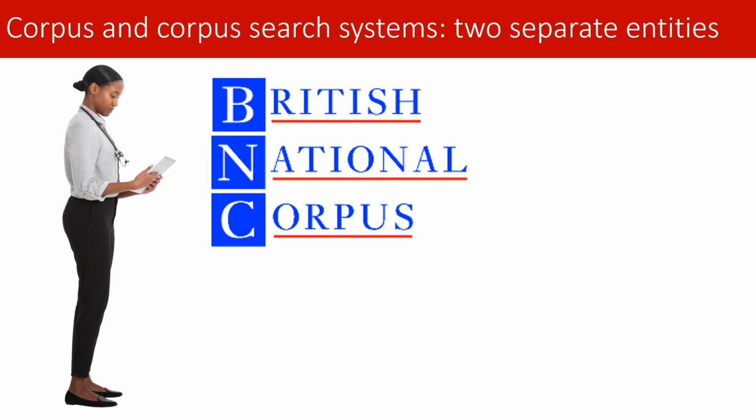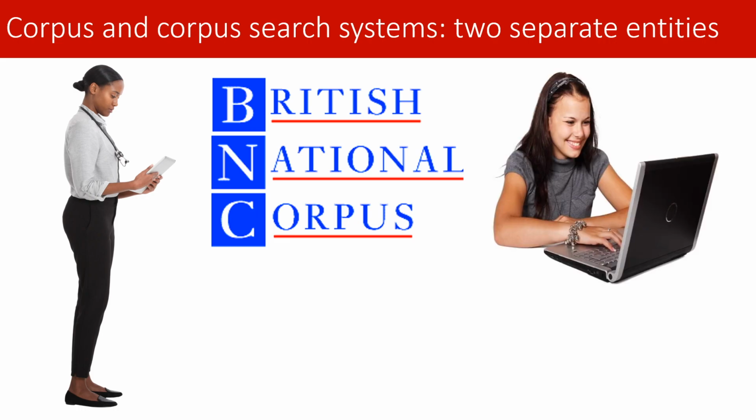Imagine that you have to navigate the 100 million words British National Corpus manually, searching for specific language examples. You can spend hours, days, months, or even years, while a corpus search system can do this for you in 1 or 2 seconds.